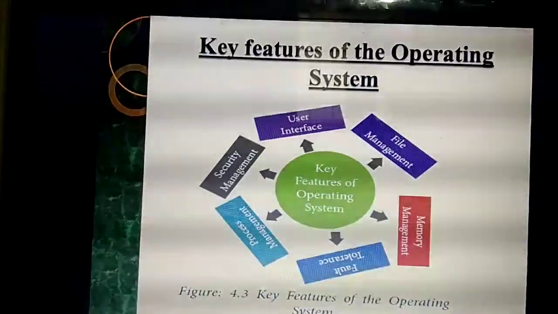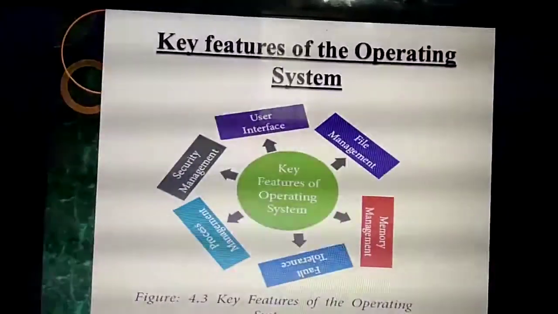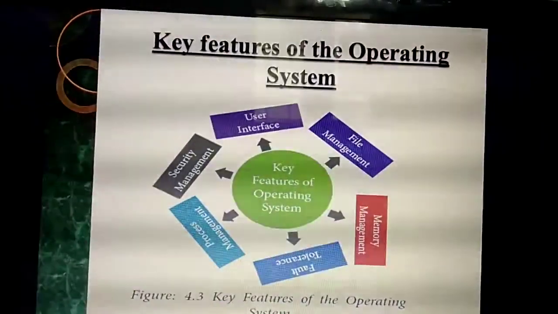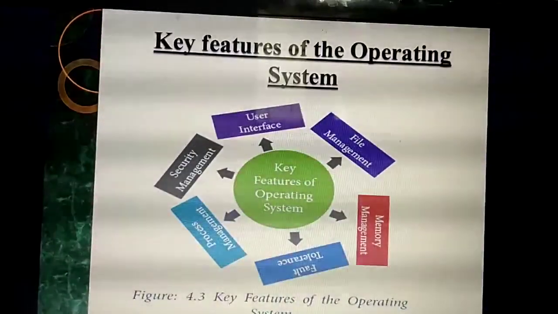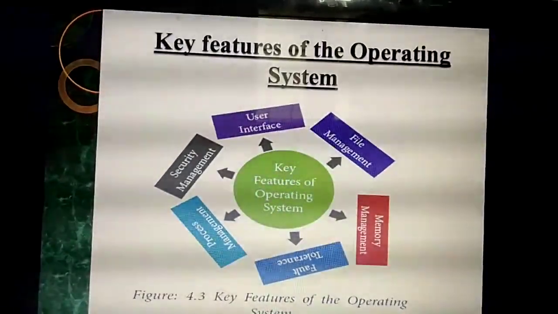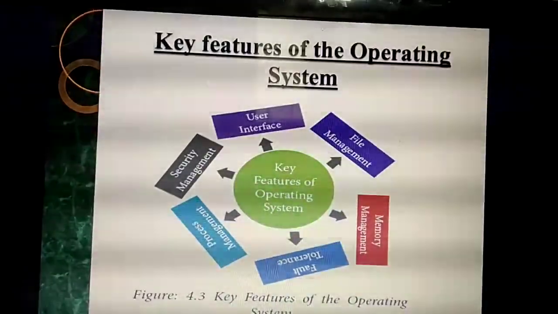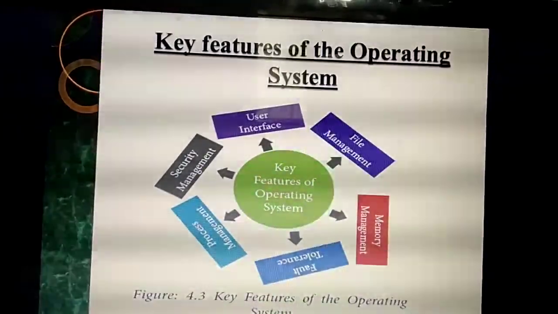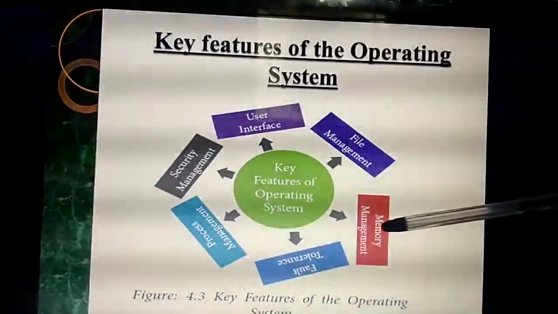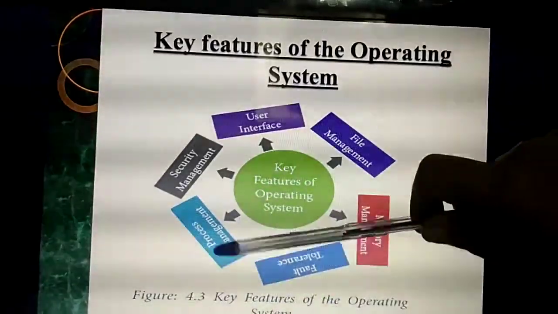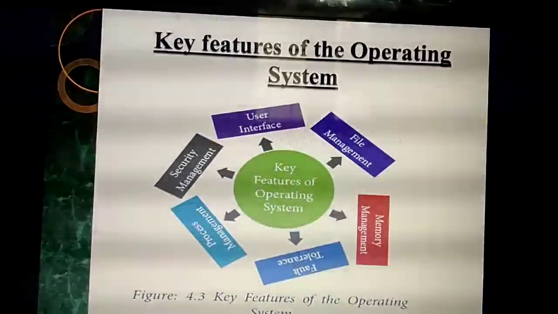Understand? So the next heading you are going to study is key features of operating system. What do you mean by key features? What do you mean by key? For example, you are writing a test. For that question, a separate key will be there. What's the key? Key points, important points. Likewise, what are the important features present in an operating system? User interface, file management, memory management, fault tolerance, process management, security management. These are all the important features of operating system.